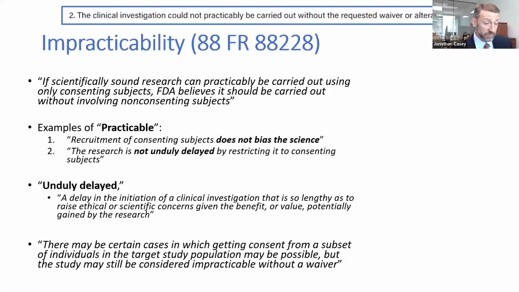And they specifically clarified, in a way that I think is really helpful, that there may be cases in which getting consent from a subset of individuals in the target study population may be possible, but the study may still be considered impracticable without a waiver. So what does this all mean and how do you operationalize this?